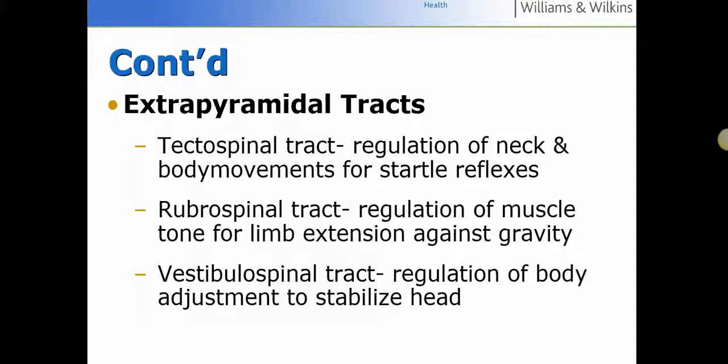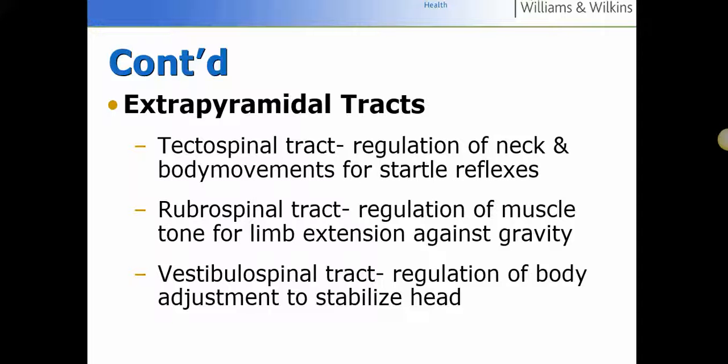And also the spinal tract receives input from the extrapyramidal tract. They are basically the tectospinal tract, rubrospinal tract, and vestibulospinal tract. These basically help in reflexes, and that's the tectospinal. The rubrospinal, rubro means red, so it communicates to red. There is a communication from the red nucleus to the spinal cord, and that helps in regulation of muscle tone for limb extension against gravity.